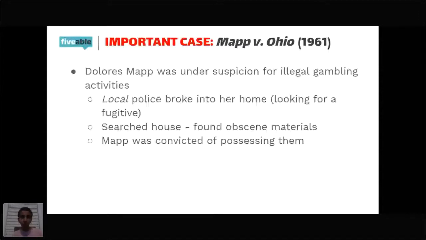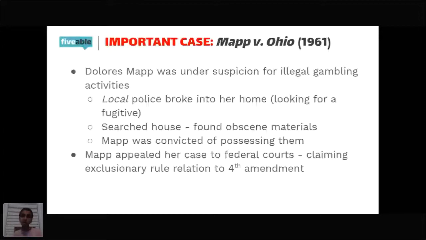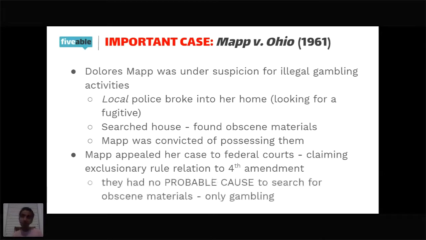So she appealed her case to the federal court and she claimed basically the exclusionary rule in relation to the Fourth Amendment. Now remember, before Mapp versus Ohio, the Fourth Amendment and the exclusionary rule only applied to the federal government. So now because this was the local police and it was not a federal crime, really the Fourth Amendment hadn't been applied to her case yet. But with this case, it did become applied.